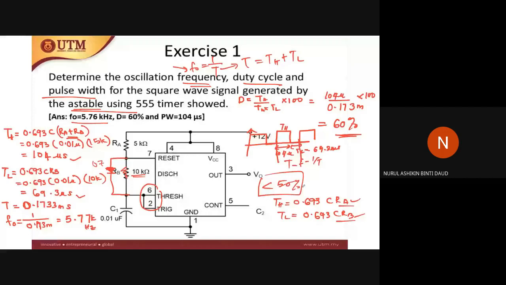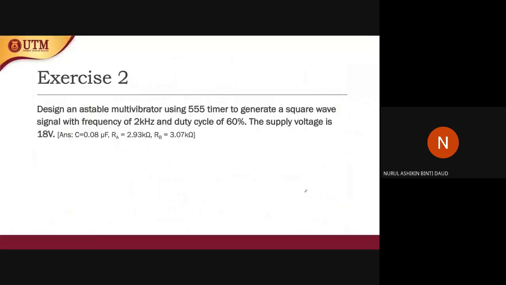So other than that, we finish. You perhaps can try this exercise too by your own. You just have to calculate the value of the capacitor and the resistors RA and RB. The answer is given to you for you to check. This is just the other way around, where the frequency is given. If your frequency is given to you, you can calculate the time.